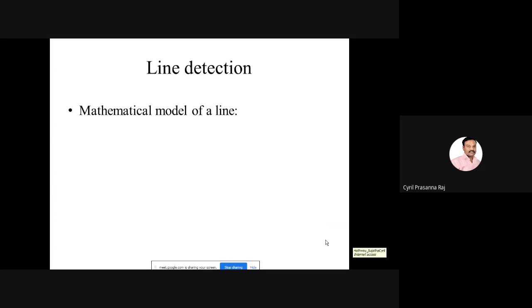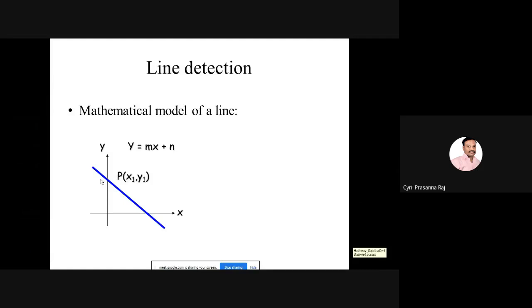So let us see how a line can be expressed mathematically. Assume that we have an xy coordinate system, and in that we have a blue line cutting through the x-axis as well as the y-axis. We can represent this line as y = mx + n, where m represents the slope, so we take the slope of the line and that will be your m, and n represents the y-intercept.